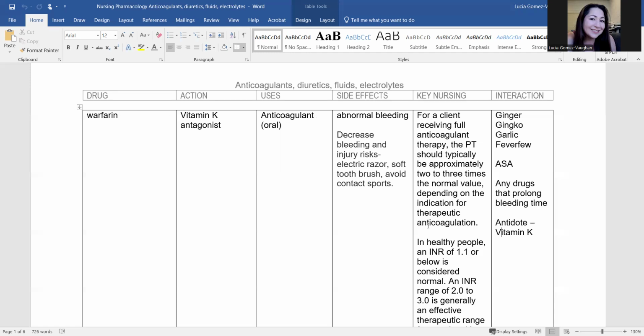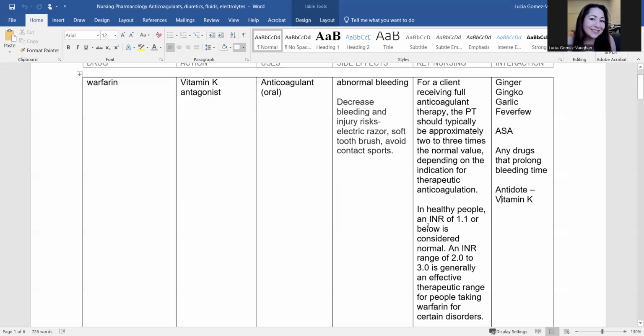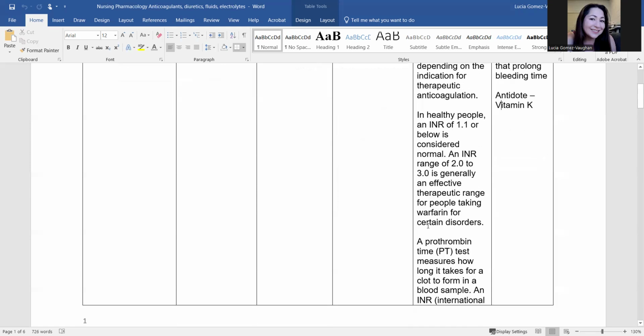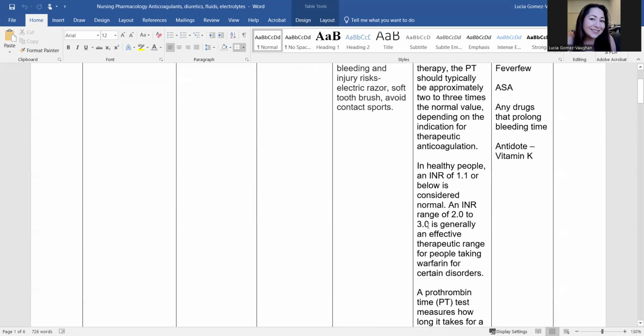And if you mix it with any kind of medication that also prolongs bleeding time, you're going to have more risk for abnormal bleeding. Aspirin is a platelet inhibitor, so it keeps platelets from sticking together. So that's also going to interact with warfarin. Any drugs that prolong bleeding time are interactions, and our antidote is vitamin K. So if somebody's INR is too high, you'll likely have to administer vitamin K. And warfarin is a PO medication.